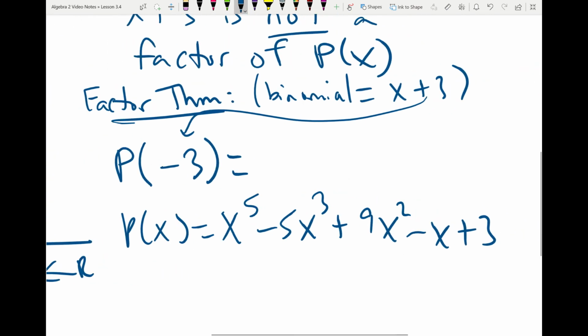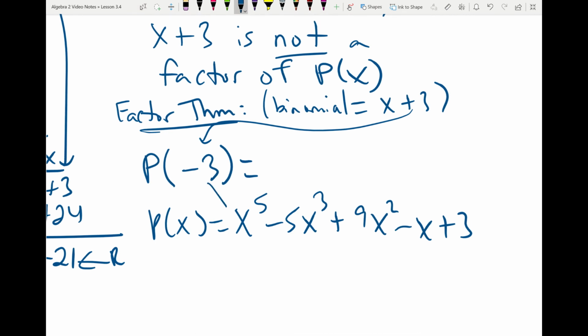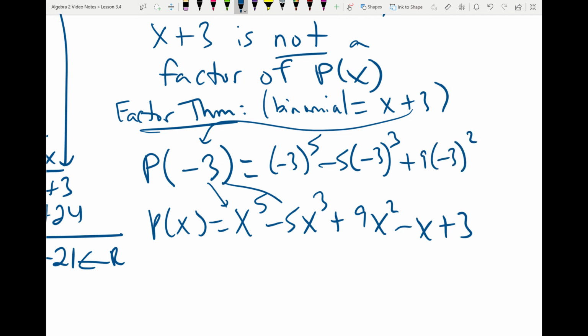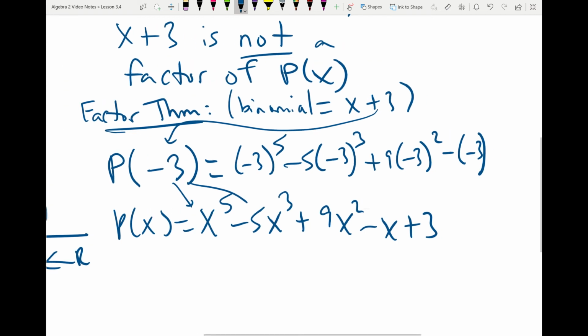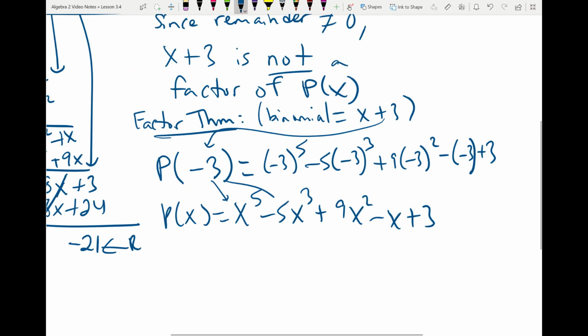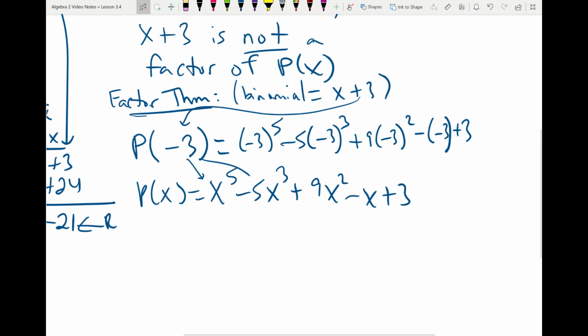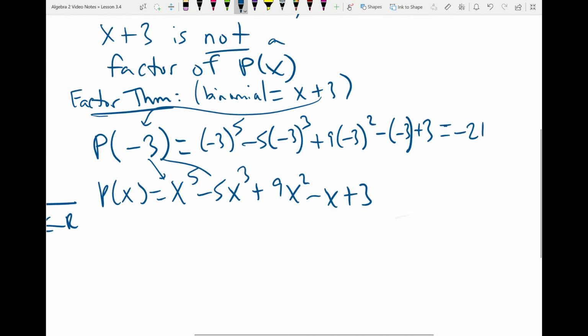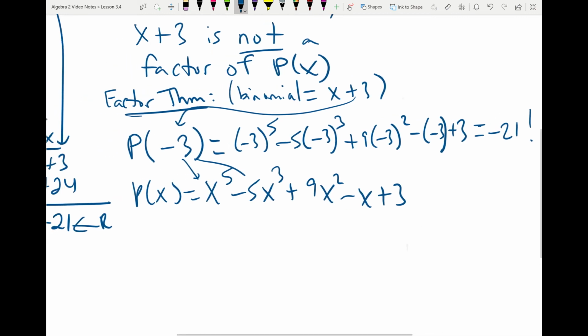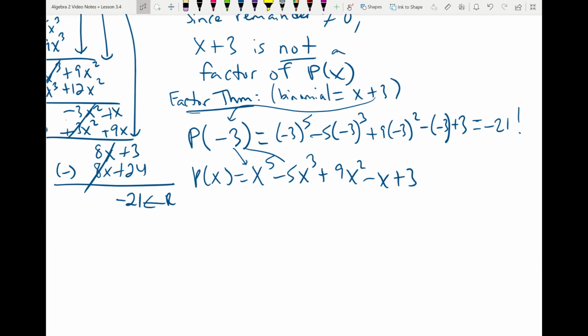All right, so let's focus on that. So that's our original polynomial. So we're plugging negative 3 into x. So x cubed, and then 9x squared minus x plus 3. Now, if you did this, you're going to get negative 21. Which is the same number that our remainder was when we divided. So we're going to get negative 21, which means our remainder is negative 21.